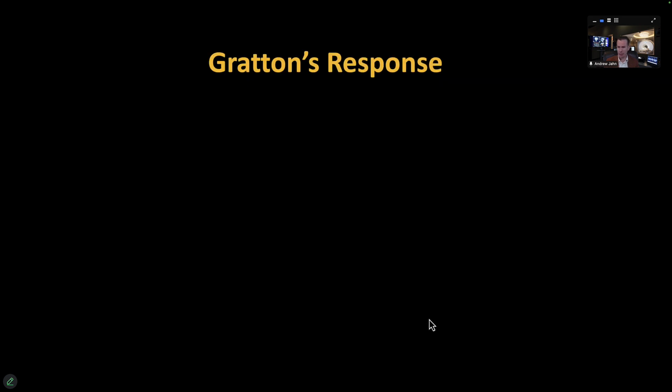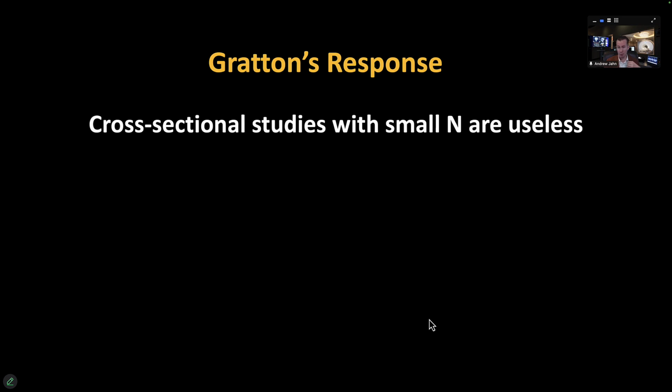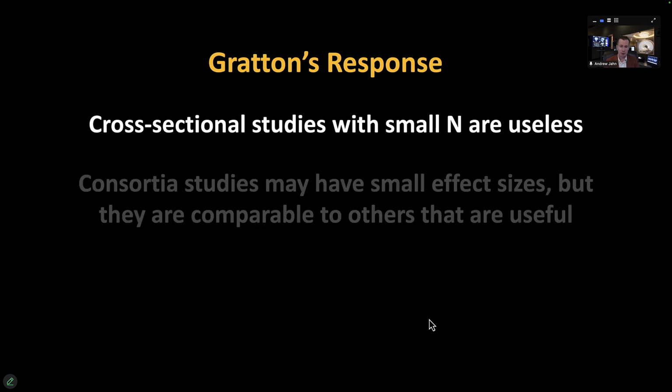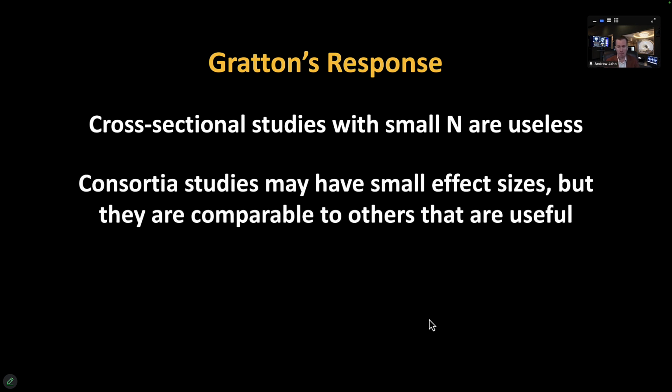And Katerina Gratton, I thought, wrote a very insightful reply to all of this after the Merrick paper was published. She agreed, based on these data, that cross-sectional studies with a very small n, let's say 30 subjects, are useless or probably going to give you very spurious correlation results if you decide to use them.